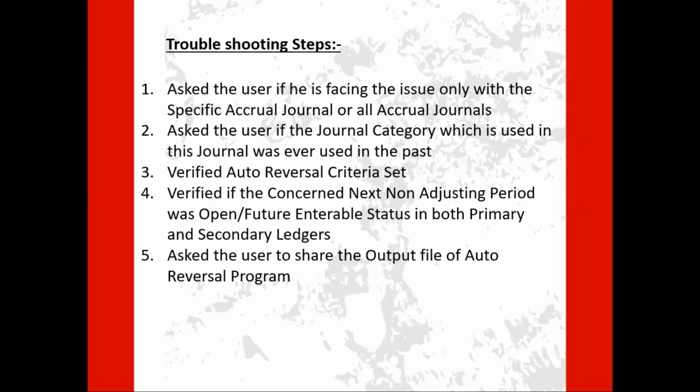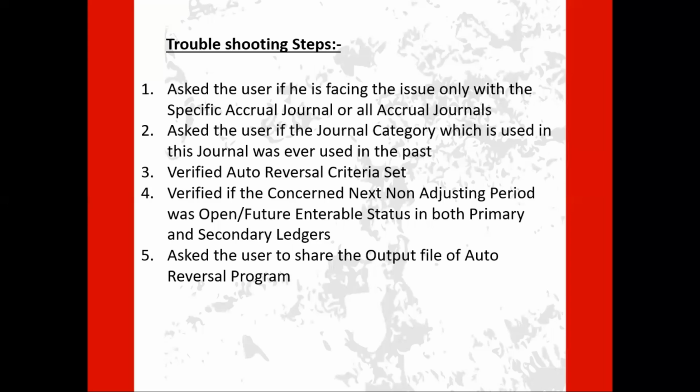And then we verified the auto reversal criteria set which is assigned to the ledger. The auto reversal criteria set looks good, and it has the proper default reversal method and default reversal period set properly for the journal category of accrual. And we verified if the concerned next non-adjusting accounting period was in either open or future enterable status in both primary and second ledgers. And as expected, they are in future enterable periods, which looks good.